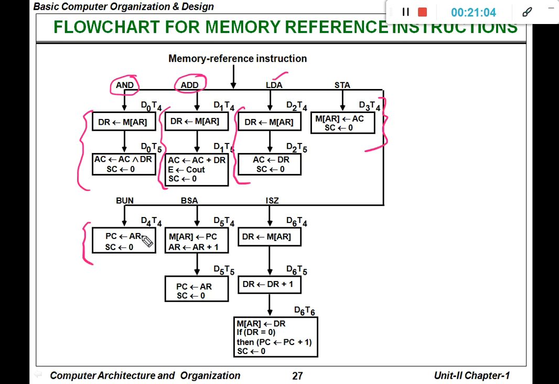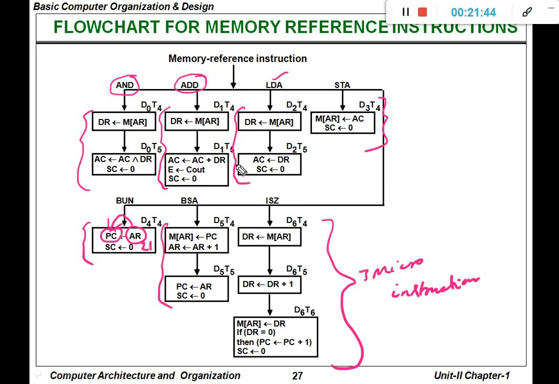As we have seen previously, during the branch unconditional, the content of the address register will be moved to the program counter. So 21 was moved to the program counter, and 21 contains the address of the next instruction. So the next instruction will be continued from there. Similarly, branch and save return address contains two micro instructions, and ISZ, increment and skip if 0, contains three micro instructions.